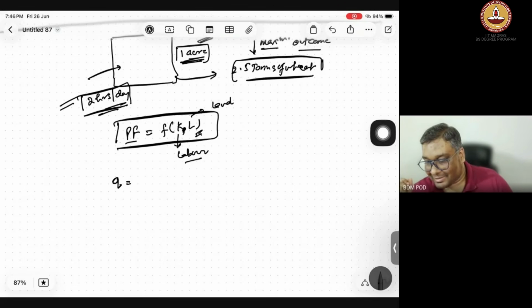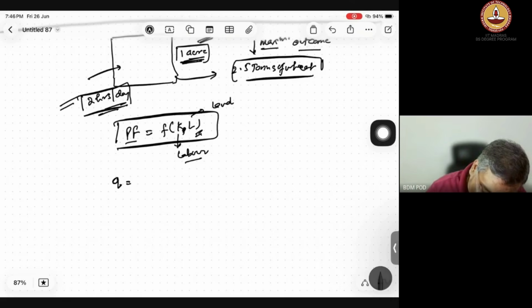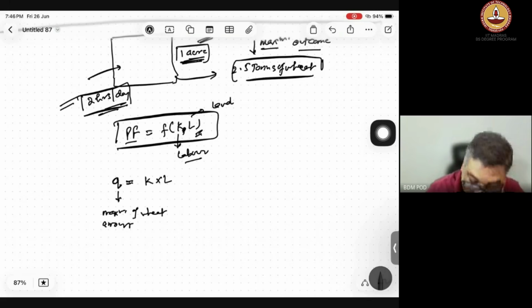Okay, so what exactly is that? This is the maximum amount of wheat, right? So the maximum amount of wheat is equal to K into L, where K is your labor and L is basically your land.